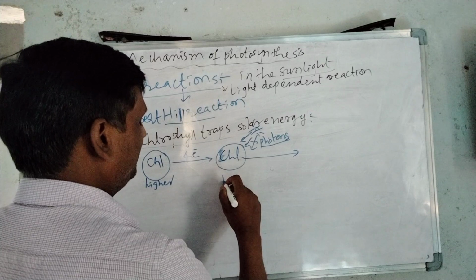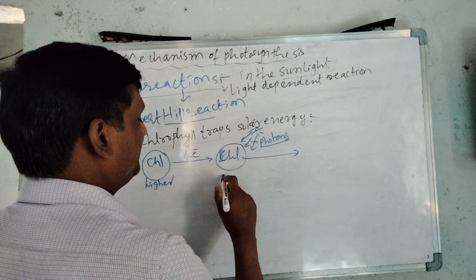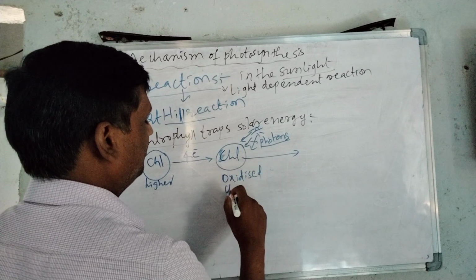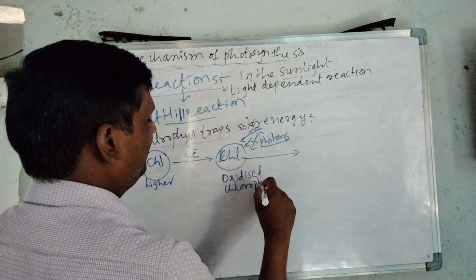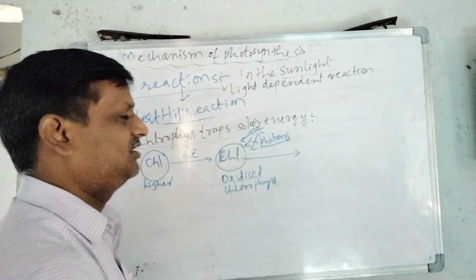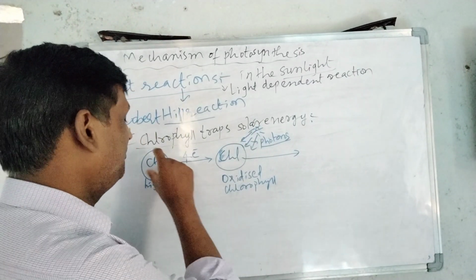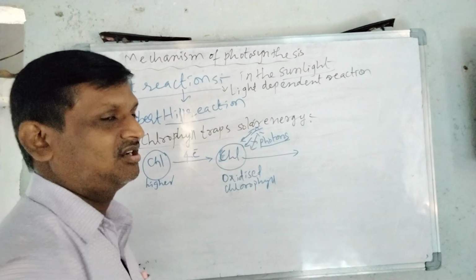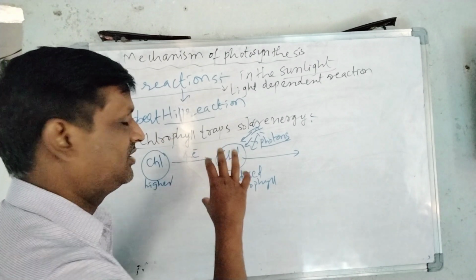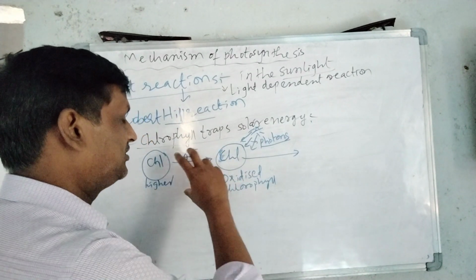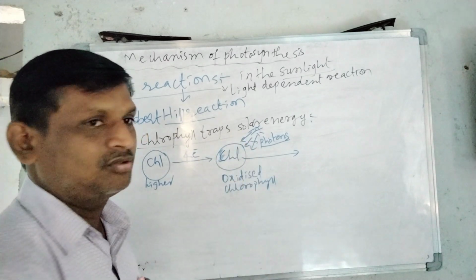Now chlorophyll is activated and it is oxidized. This is oxidized chlorophyll. We are calling it oxidized chlorophyll because the sunlight energy has entered and at the same time there is a loss of some electrons. Before the sunlight energy comes into the chlorophyll molecule, chlorophyll has lost some electrons. So the loss of electrons is called oxidation. That's why this is called oxidized chlorophyll.